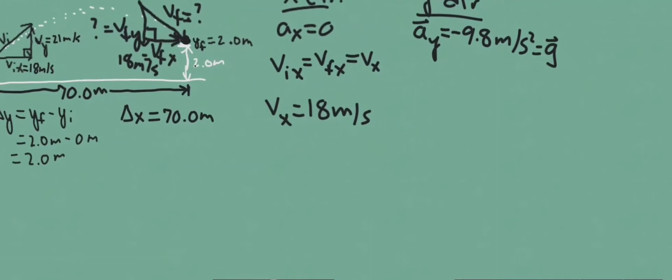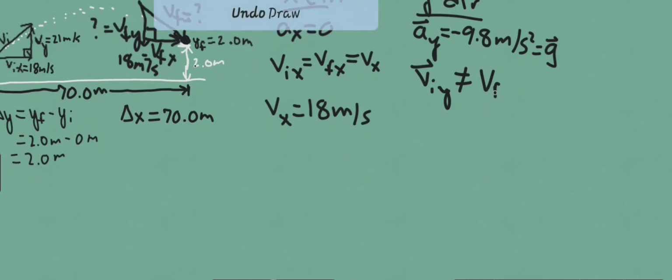All right. So what else? Have we written down everything we know, all the given information? Not yet. We do know that since acceleration is not 0 in the y direction, the initial velocity in the y direction does not equal the final velocity in the y direction. Those are different, right?